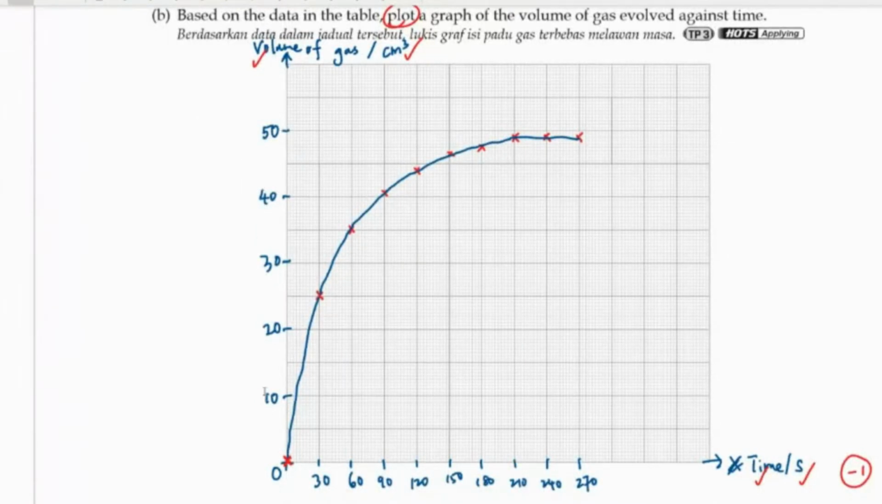But so far in the SPM, based on my experience, the graph is a very simple one, very, very easy. The scale is even given already. The scale is given to the student, and the student just needs to plot the graph like this only. But who knows, this year maybe no scale is given to you. You need to draw it, so you have to get ready.